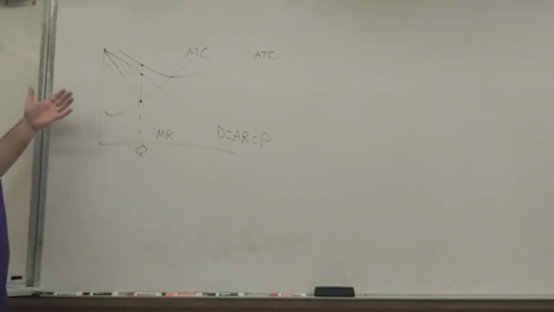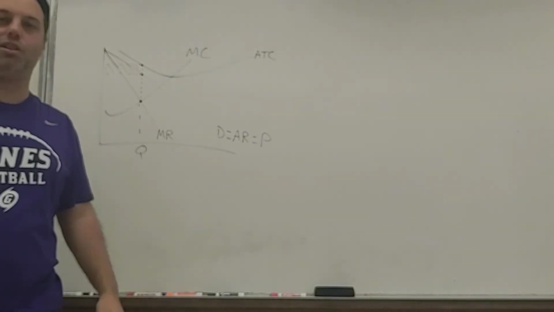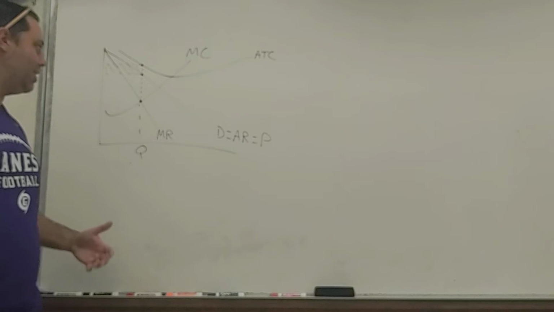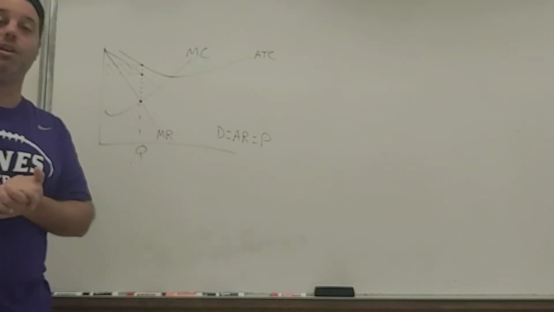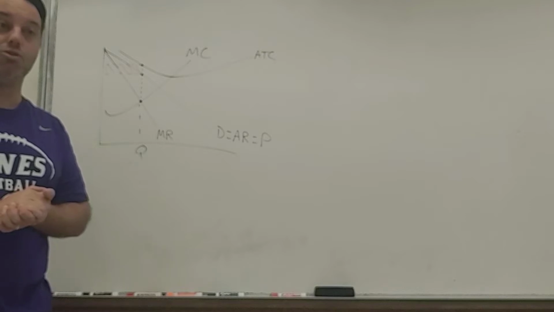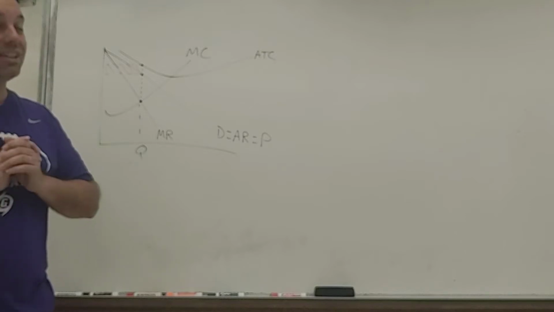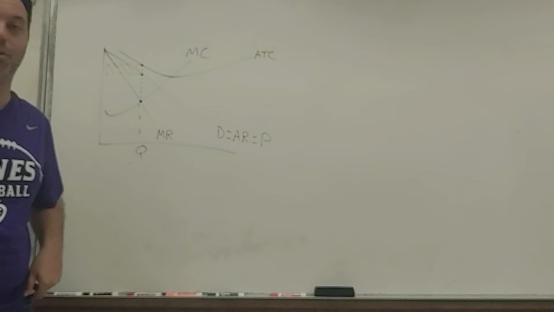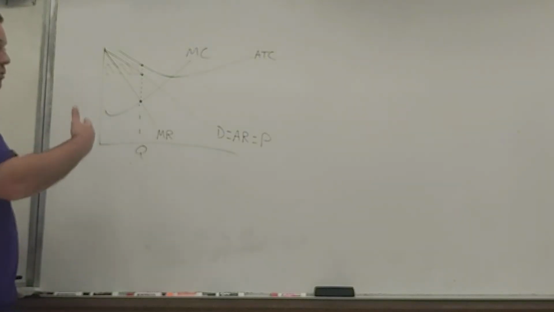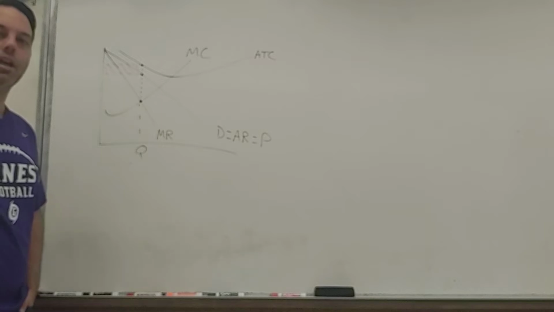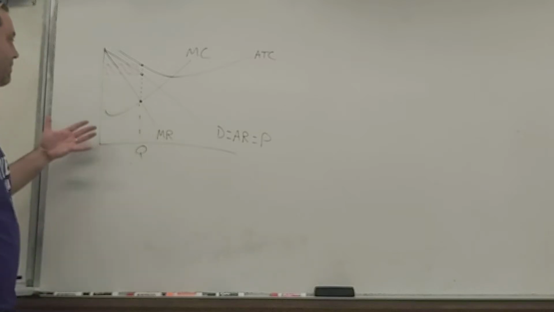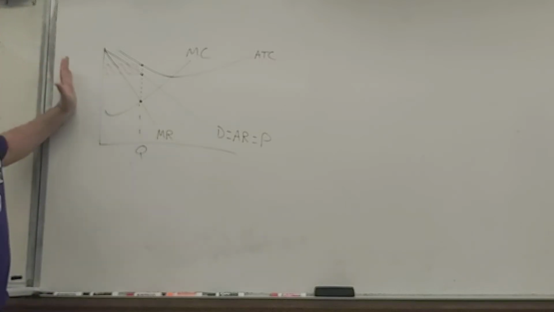Now you may have noticed, wow, that looks like a pretty small loss in comparison to a lot of the other graphs we may have done. Yeah, it is, and one of the reasons is pure monopolies in general don't lose money. Very seldom are you going to see a pure monopoly that really suffers a loss. So it's possible that this could happen, but not very likely that you could see something like this. Okay, so that's the loss graph there.